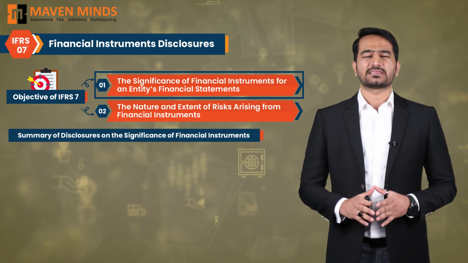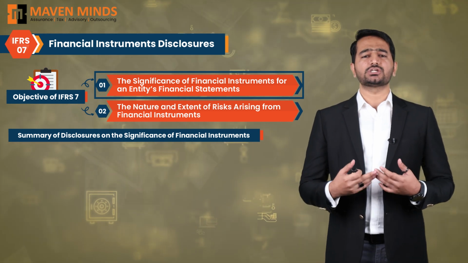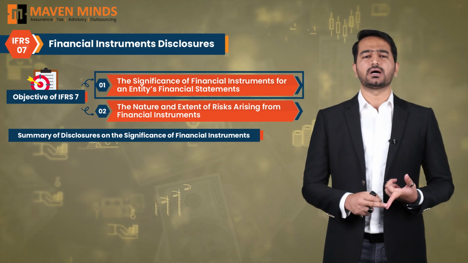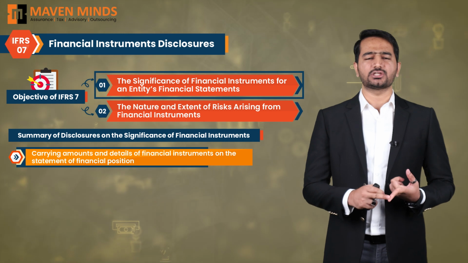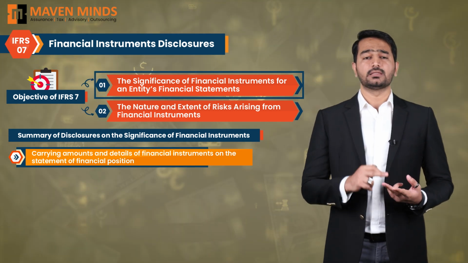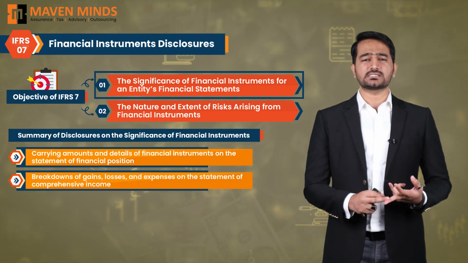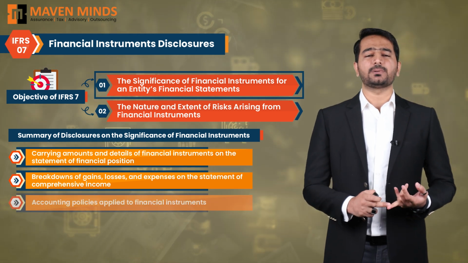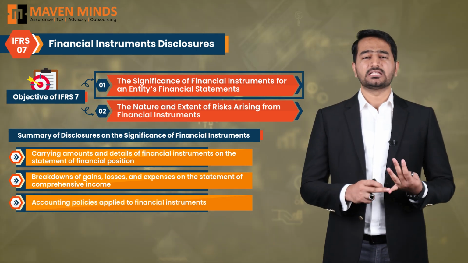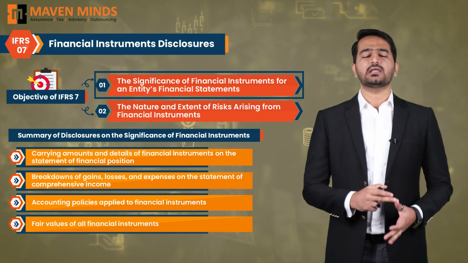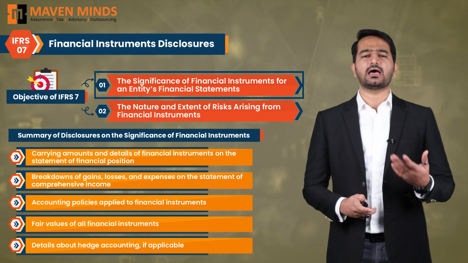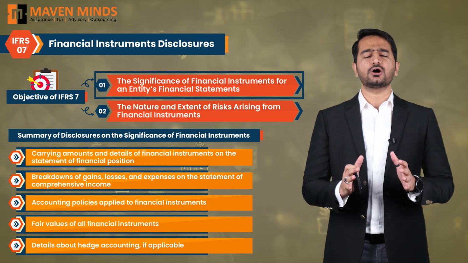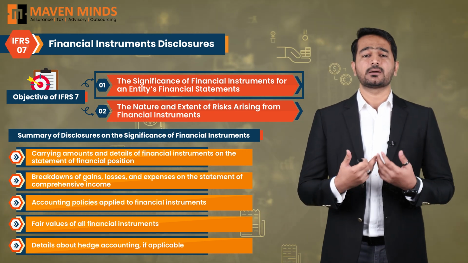So let's summarize, my friends. These disclosures are essential because they show the significance of your financial instrument. You will need to provide information related to: number one, the carrying amount and the details of your financial instrument on the statement of financial position. Number 2, breakdown of gains, losses and expenses on the statement of comprehensive income. Number 3, accounting policies you apply to financial instruments. Number 4, the fair value of all the financial instruments. And number 5, the details about hedge accounting if applicable. All of this gives users a comprehensive picture of how financial instruments affect your company's financial position, performance and the risk exposure.